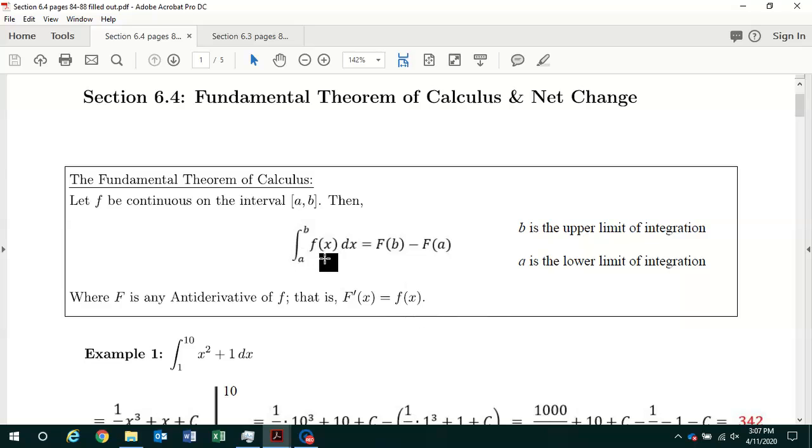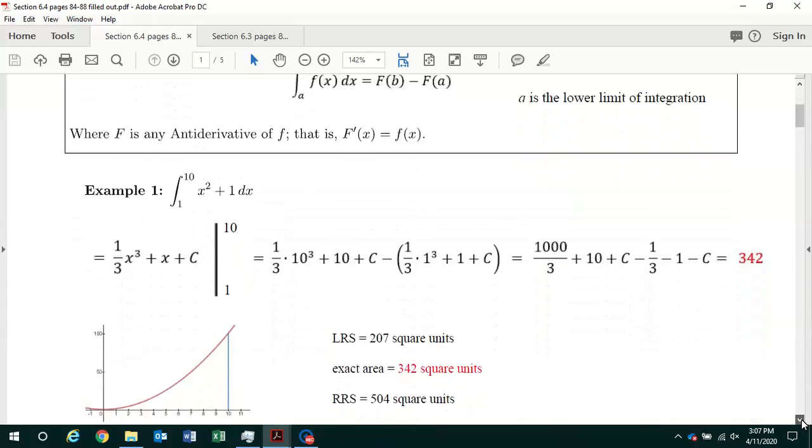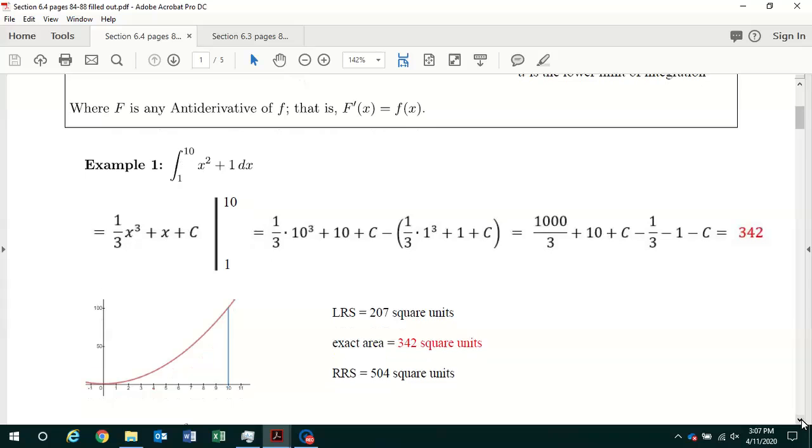So we find the antiderivative of little f of x, big F of x, and we evaluate big F of x at x equals b, and then we subtract and evaluate it at x equals a. Little a is called the lower limit of integration, and b is called the upper limit of integration. So let's demonstrate evaluating a definite integral in the first example.